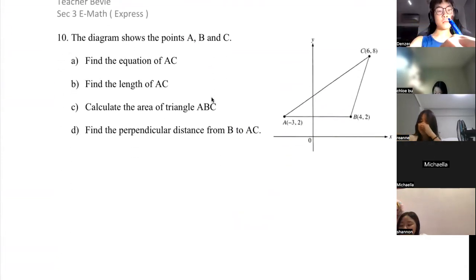Question 10. Diagram shows the points A, B, and C. Find the equation of AC. Oh, come on, everybody. Y'all know how to do this one. You are the experts already. Come. AC, how? AC equation, find gradient, find C. C in this case, not obvious.